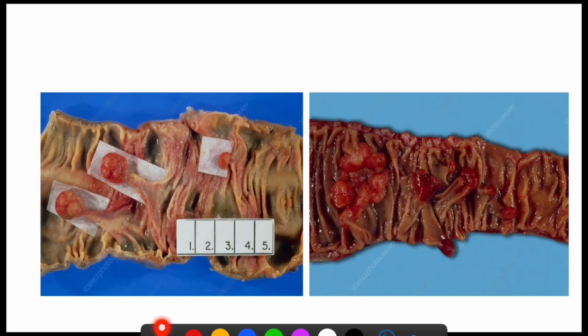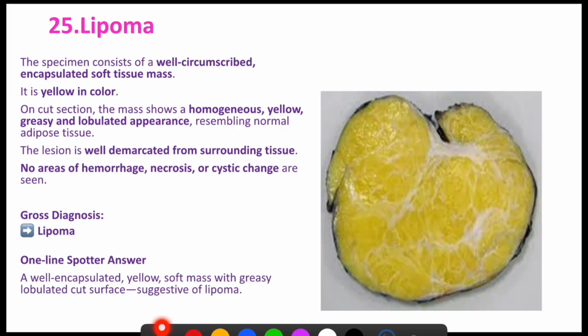Here you can see these are the two pedunculated polyps. So this is the peduncle, with the help of which the polyp is attached to the mucosal surface of intestine. This is a sessile polyp. Here also these are all sessile polyps which are present in the intestinal wall. So this is basically for your first term exam, a benign neoplasm of intestine. These are the examples of benign neoplasm of GI tract.